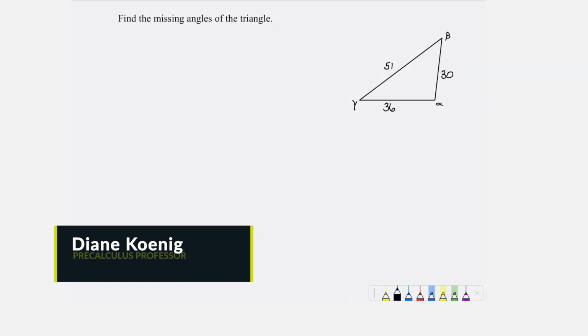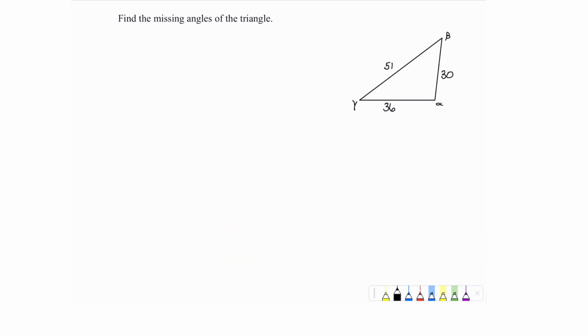Welcome. What we're going to do in this video is find the missing angles of a triangle where we are given the three sides. Now, in a situation when you know three sides of the triangle and you want to find the angles, you also want to make sure that it is a triangle that can occur.